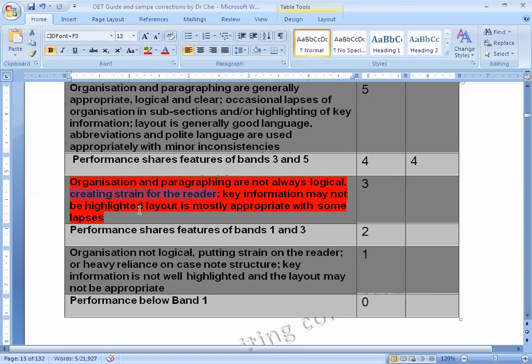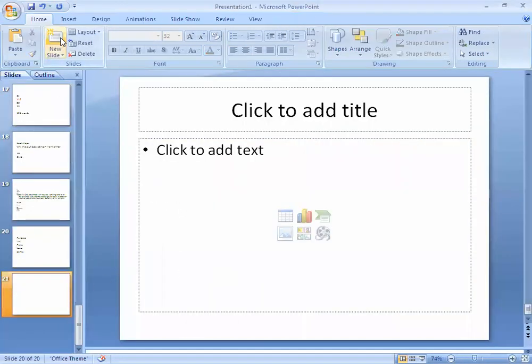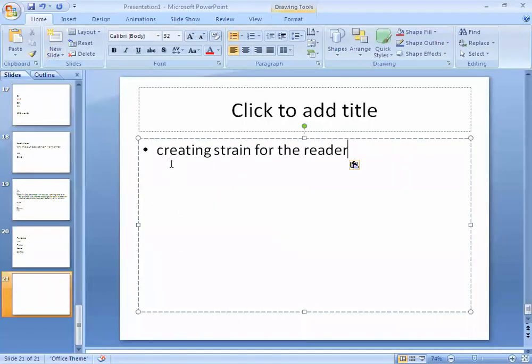Let us use a synonym for strain. Let me copy here. Creating strain for the reader. Let us use creating headache for the reader. Okay. If your letter is creating headache, this means strain for the reader, means the reader cannot easily understand how you have organized information.